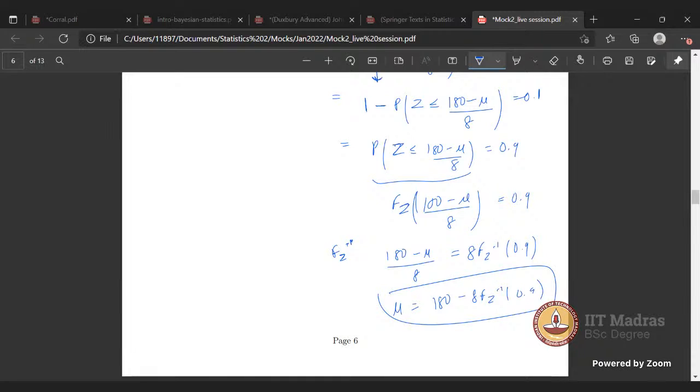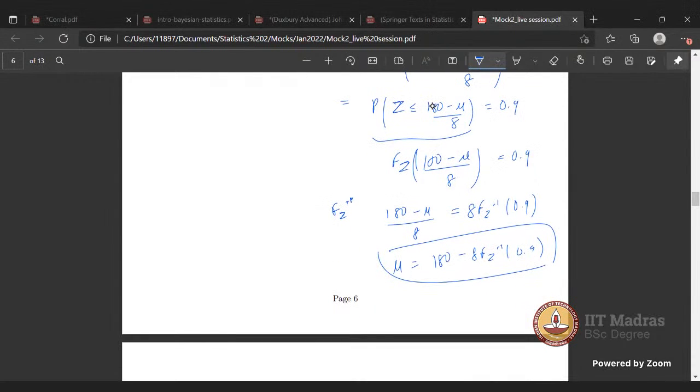Is this done? Did you write it down, ma'am? One minute, please, ma'am. You can take a snapshot if you want. Ma'am, what is next if you really want to solve it? Now you're going to get the F_Z inverse of 0.9 from the tables?